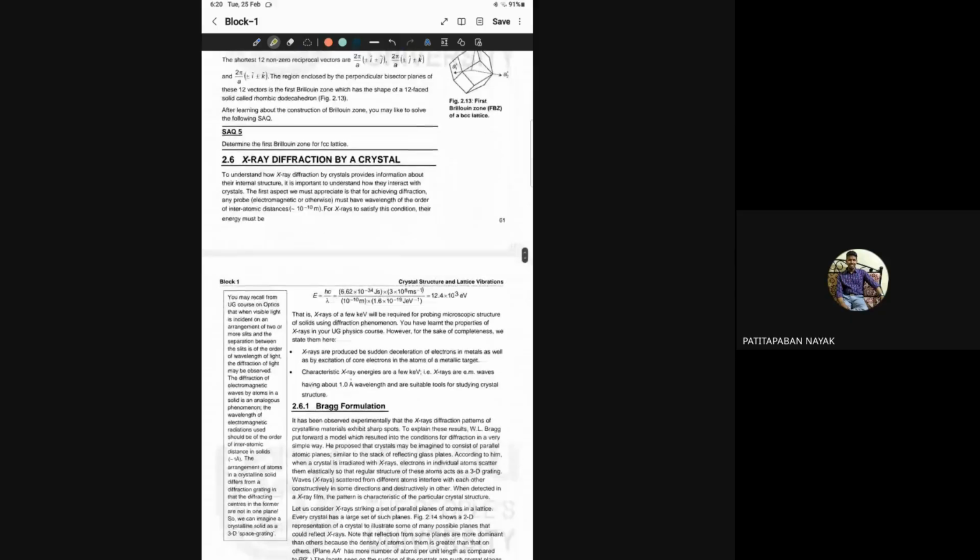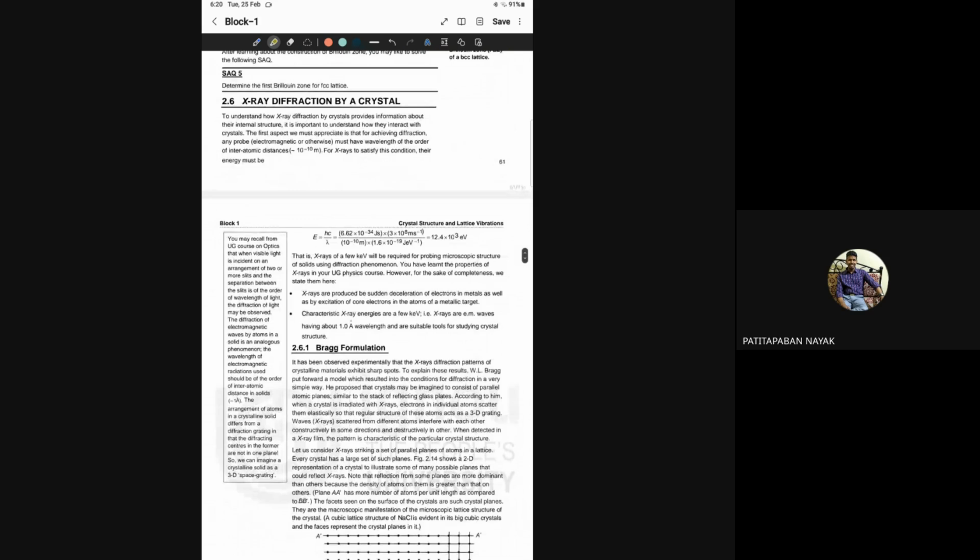Next, we move over to X-ray diffraction by a crystal. In the beginning, we have discussed why X-rays are needed. So that is kind of explained over here also.